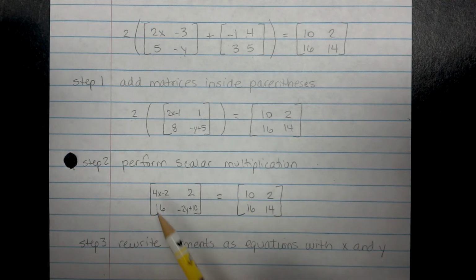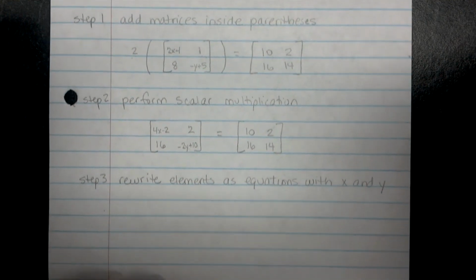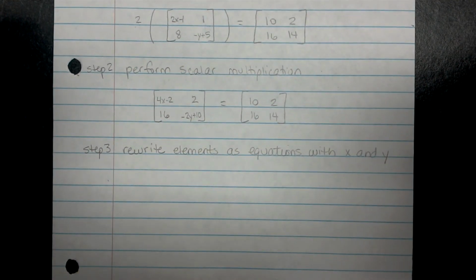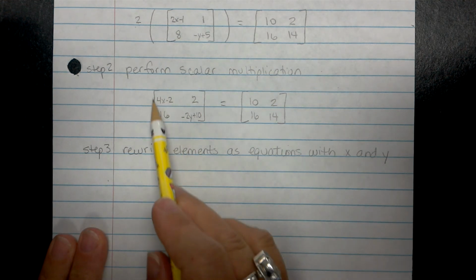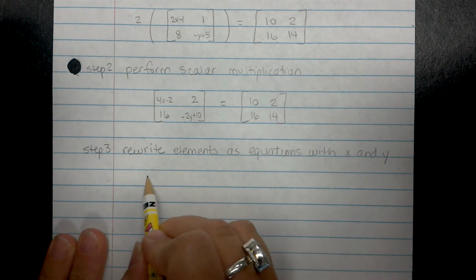Well, anytime you have a matrix that's equal to another matrix, you can say that anything in this position is going to be equal to something in this position. This position is obviously equal to this. 2 is equal to 2. 16 is equal to 16. And this value is equal to that. So to solve it, you're going to rewrite the elements as equations. So we know that this is equal to this, so we're going to write that out.